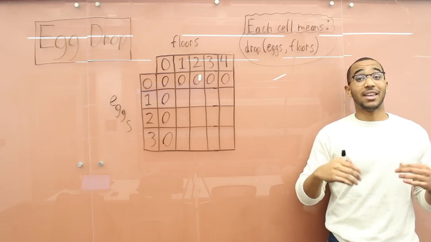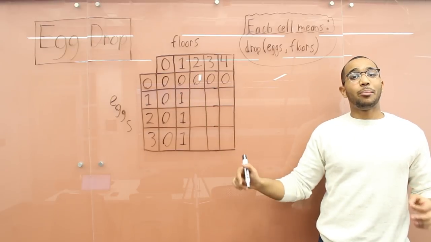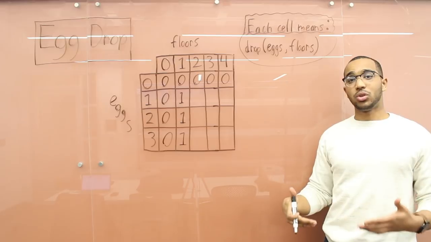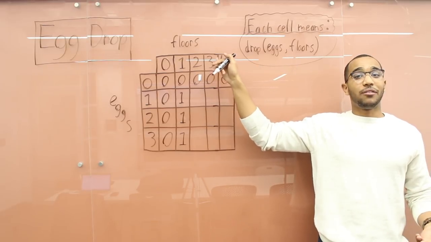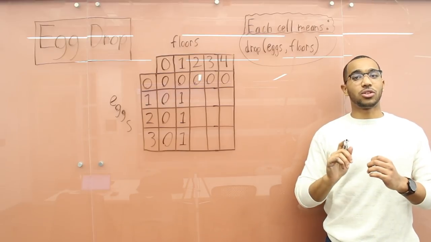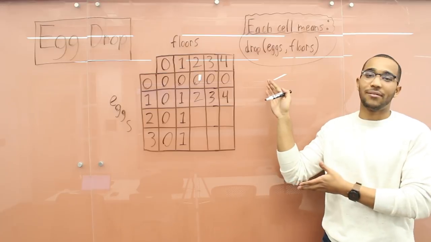So let's define that now. Okay, so if I have one egg, how many drops am I going to have to do? Remember, we upper bound to the worst amount, which is the amount of floors we're given. So this is what this looks like. You could do that with for loops. You can do it in any order you want, as long as you have those properties.